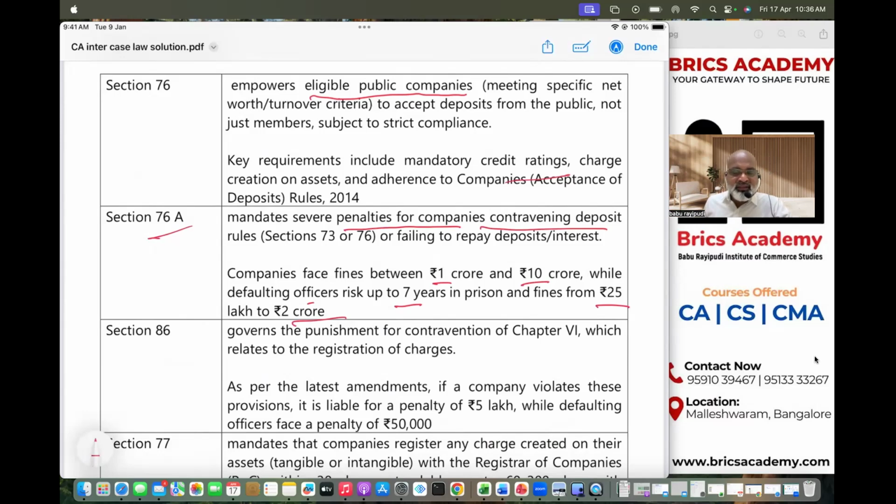Usually this kind of question they won't ask in case law questions where descriptive answers are to be given. 99%, these kinds of sections you will get only in MCQ.